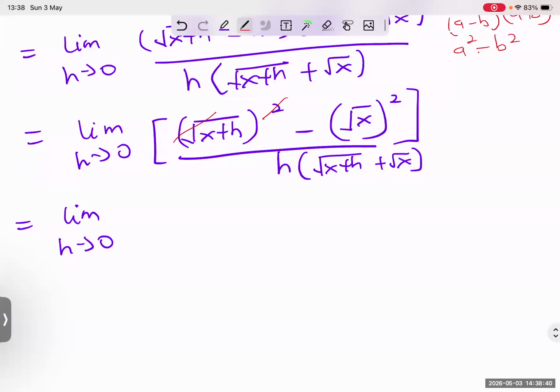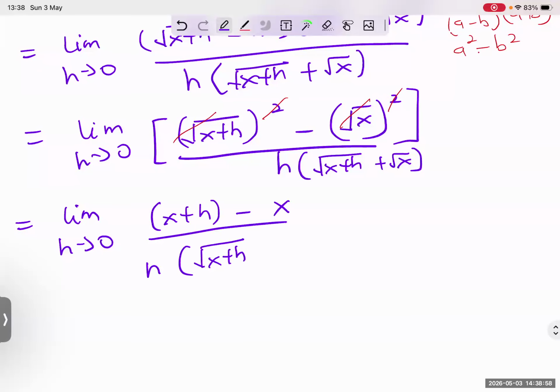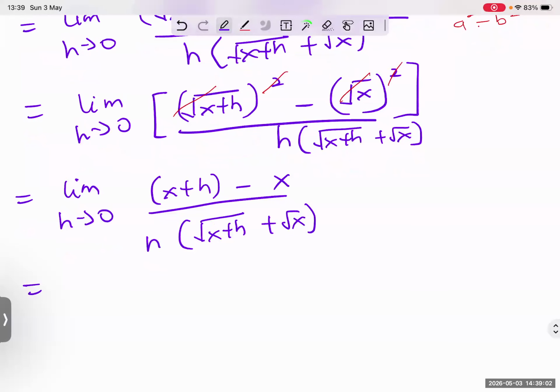Square and the square root get rid of each other. So from the first term, we'll have x plus h. Minus the second term, we are just left with x, divided by h into bracket, root of x plus h plus root of x. This is equal to the limit as h approaches 0.